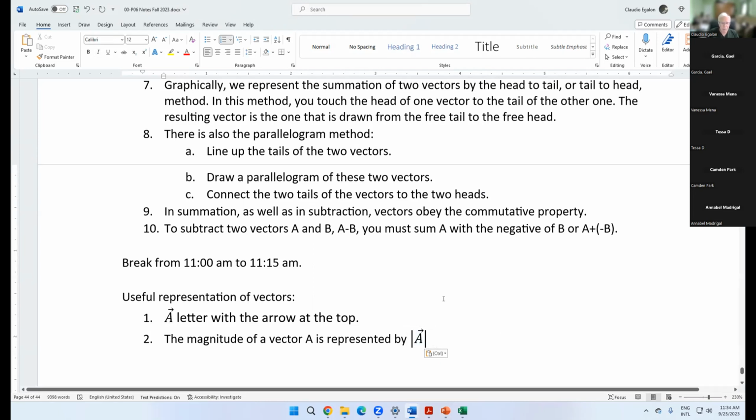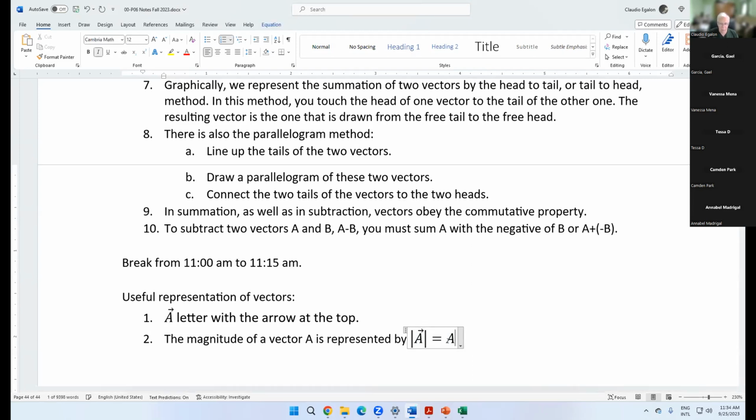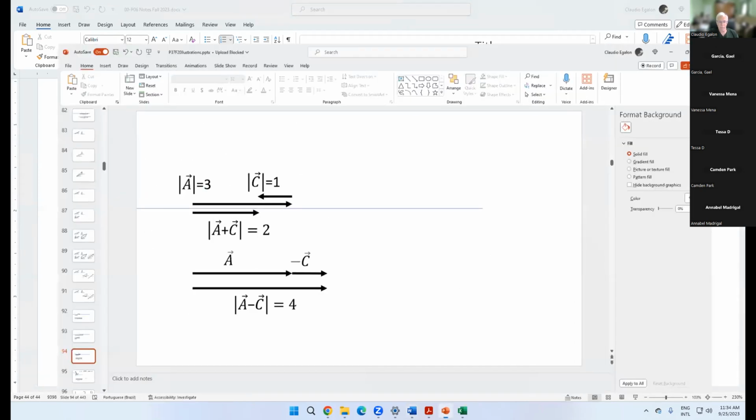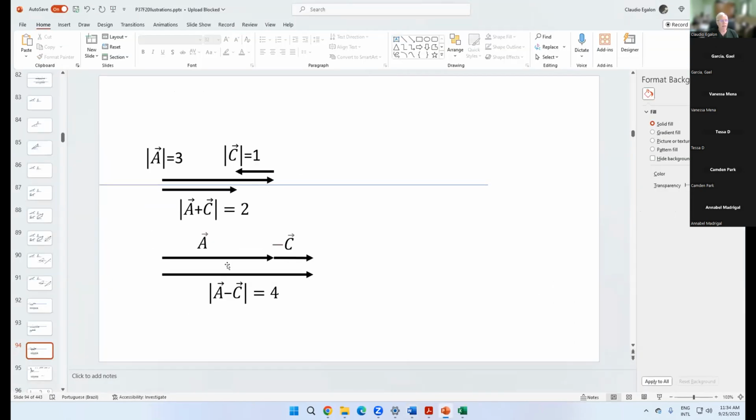The magnitude of the vector is a scalar, right? So I'm going to put the scalar equal to capital A. So let's say, here you go.